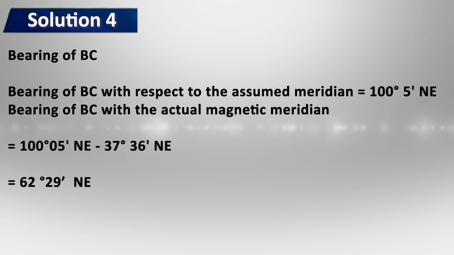It is northeast. So the bearing of the line BC with the actual magnetic meridian would be 100 degree 5 minutes minus 37 degree 36 minutes. It is equal to 62 degree 29 minutes in northeast.